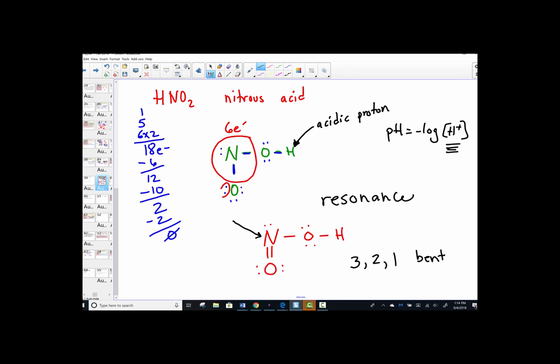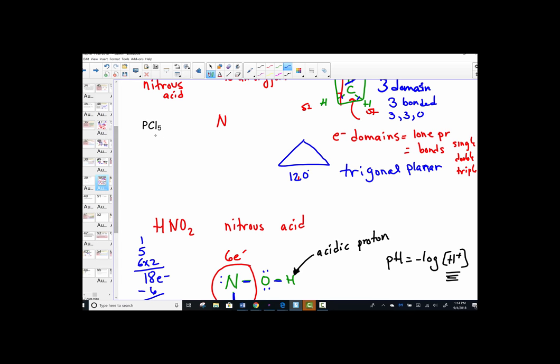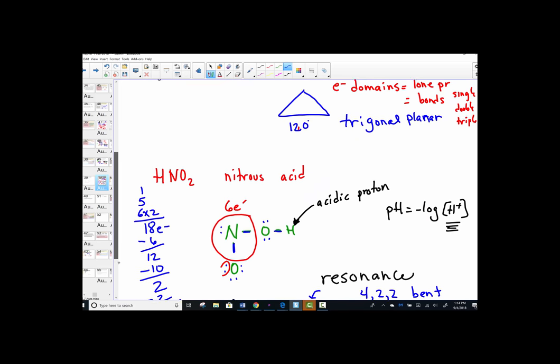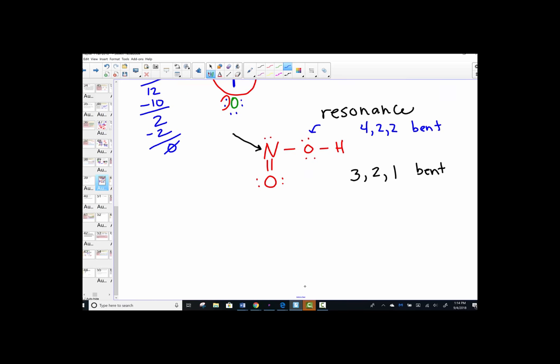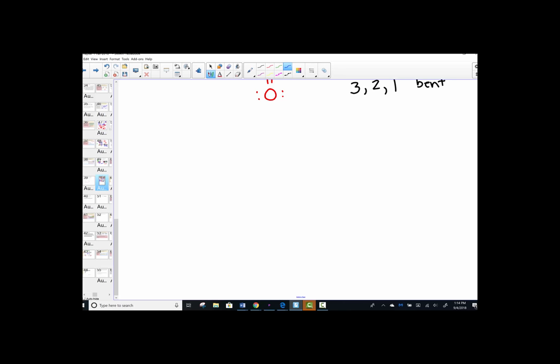At this particular oxygen, there are 4 domains. 2 are bonded, 2 are unbonded. It is also bent. There was another on this page, PCl5. I'm going to go down and expand my page, and we're going to practice this one as well. PCl5.